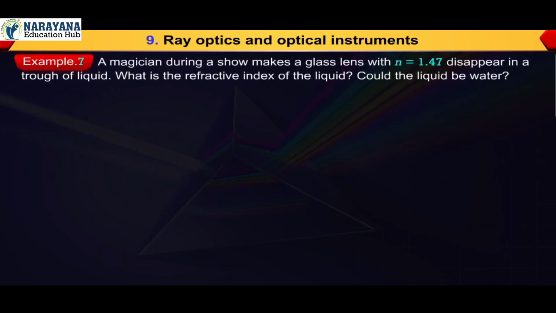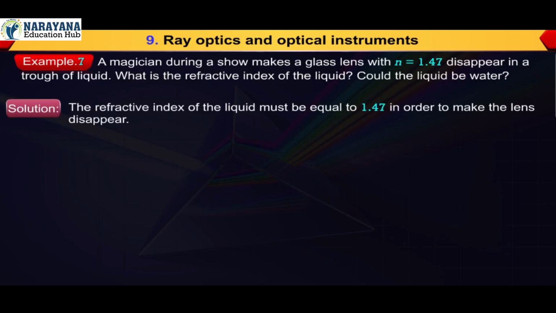Example 7. A magician during a show makes a glass lens with n is equal to 1.47 disappear in a trough of liquid. What is the refractive index of the liquid? Could the liquid be water? Solution.